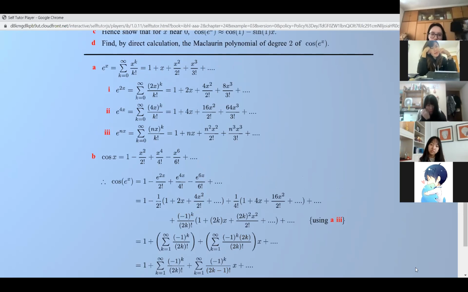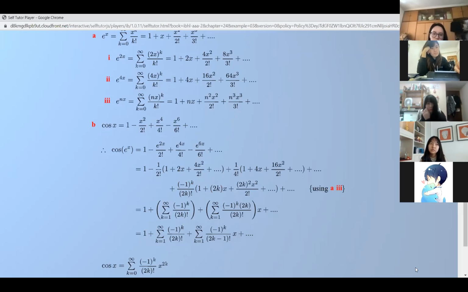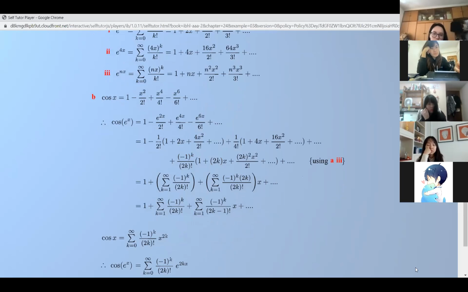As promised, we can also generate these terms by starting with the summation notation form of the Maclaurin series expansion for cosine. To find an expansion for cosine e to the x, we substitute e to the x in place of x. We now want to use a series for e to the 2kx. We get this from part A, but we need to be very careful with the counters we use.